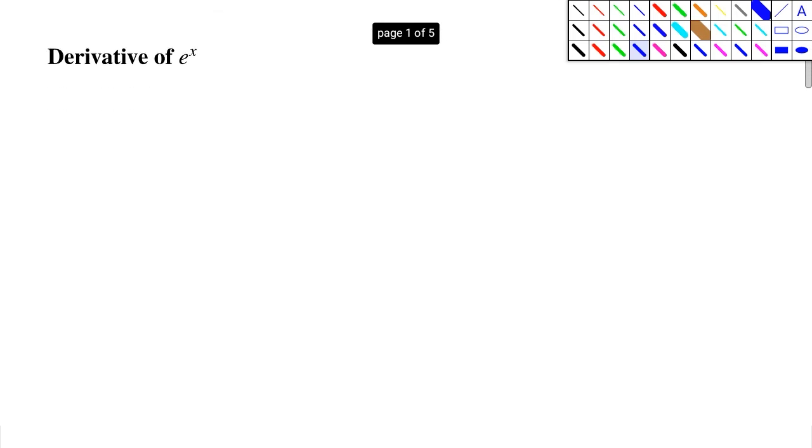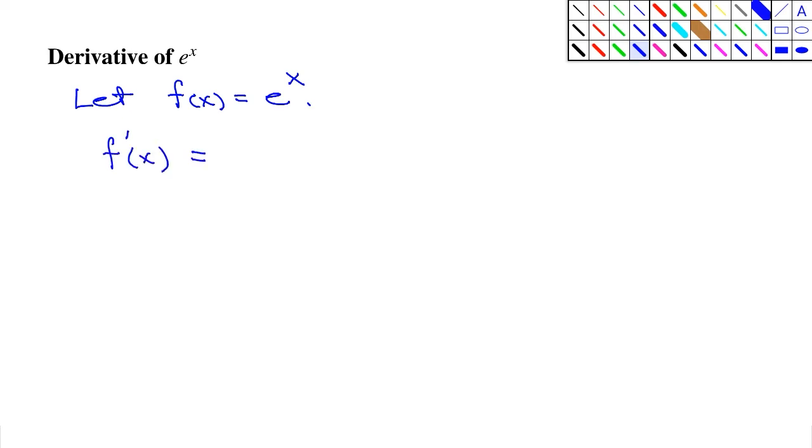All right, let's go ahead and compute the derivative of e to the x. So to do this, we create a function, f of x, which is e to the x. And recall that whenever we started to find derivatives, we use the limit definition of derivative. So the derivative of e to the x, so f prime of x, is really the limit as h goes to 0 of f of x plus h minus f of x divided by h.